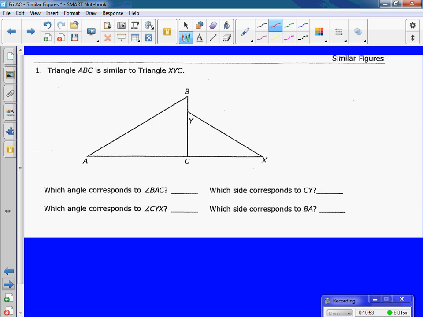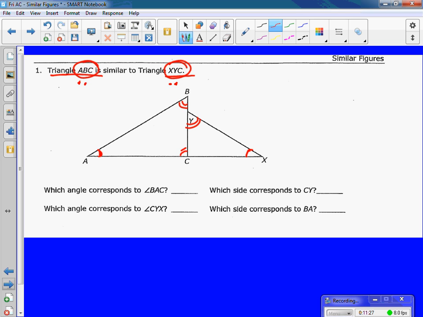So let's talk about these. All right, which angle corresponds to BAC? Now, it tells you triangle ABC is similar to XYZ. The order of these letters is very important because it tells you A matches up with X, B matches up with Y. So what that means is that A, I'm going to put a little arc there, matches up with X. B, so I'm going to put 2 there just so that they look different, matches up with Y.